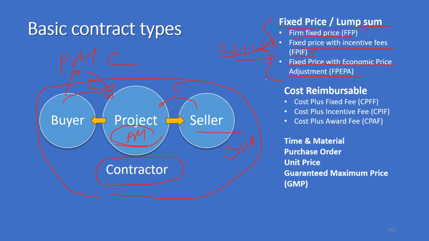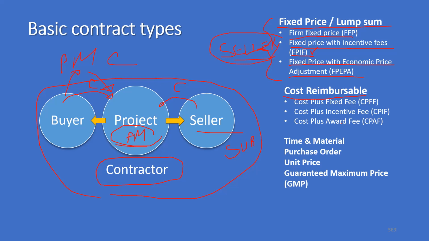Most of the IT projects are lump sum. You quote a price, and if you can complete it below that, you make a profit. But if the actual cost surpasses the quoted amount, then you make a loss. So the cost risk for all fixed price contracts is with the seller. Then we have cost reimbursable contract. That means whatever cost you incur, that will be reimbursed to you.